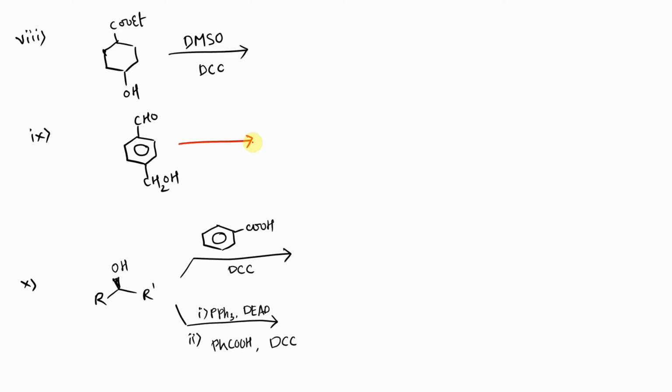oxidation. The main reason for oxidation to take place here is that we are treating DMSO as the first reagent, then we are treating the remaining substrate with our DCC. Therefore the OH group present over here will be oxidized, in the form of cyclohexanol.